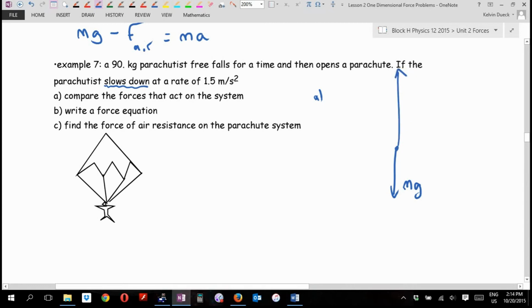What force is that? Well, since we're talking about a parachute based on our last couple of examples, I'm going to call it F air.